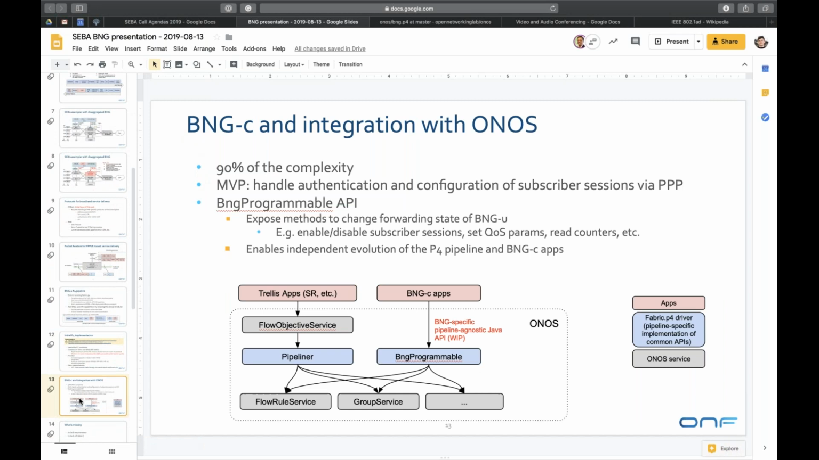So moving on, talking now more about the control plane. As I said, we expect the BNG control plane to be running as an application on top of ONOS next to the other Trellis applications as well as SEBA applications. We are aware of the fact that probably coming up with a BNG-C implementation represents 90% of the complexity and the work, and that's a known fact when developing networking applications, where the control plane code is usually at least 2 or 3 orders of magnitude larger than the data plane one. As a starting point, we want to be able to handle the basic things, so authentication and configuration of subscriber sessions using PPPoE.